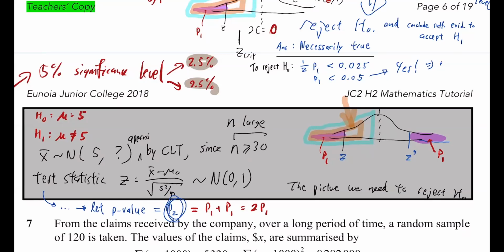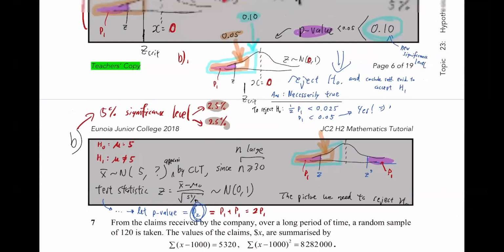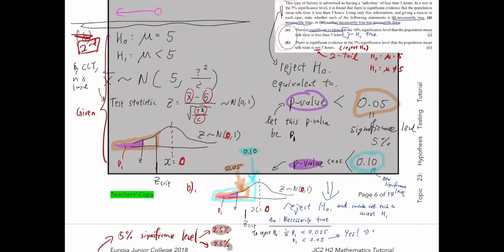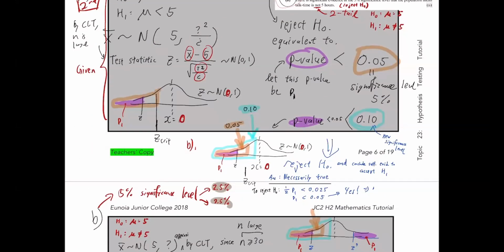Oh, let me think a bit. Getting quite confused. Why did they put 10%? It should be 5%. I think some of the answer keys are a bit weird, because for one question they say test at 2%, then they test at 1%. Maybe they changed the question and never changed the answer or something.